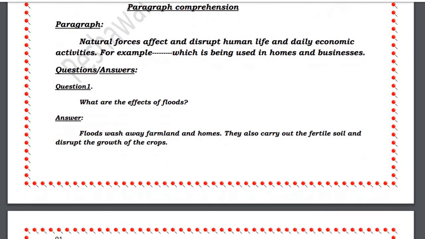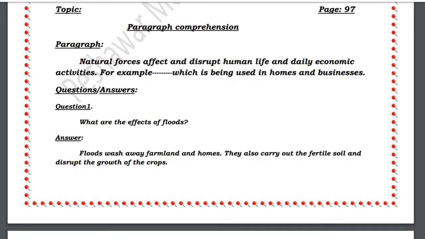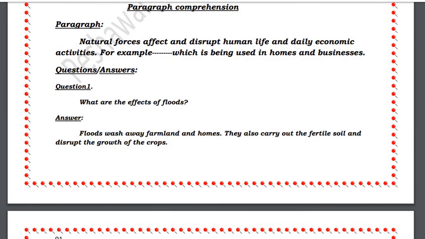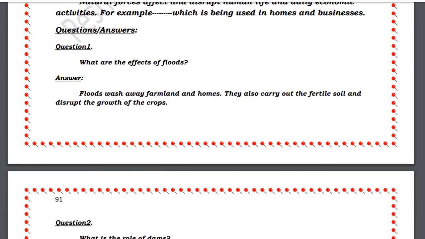So, for example, then ellipsis and which is being used in homes and businesses. Clear? So write down this paragraph from your book, page 97, completely. Clear? You have to write this paragraph completely. It's mentioned here just in dotted form, but you're not supposed to write it in dotted form. Just write its complete form. Clear? Then give the heading Questions Answers.